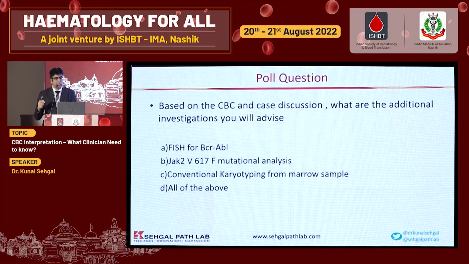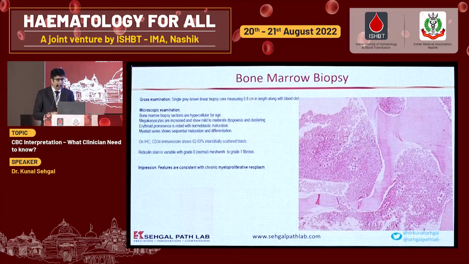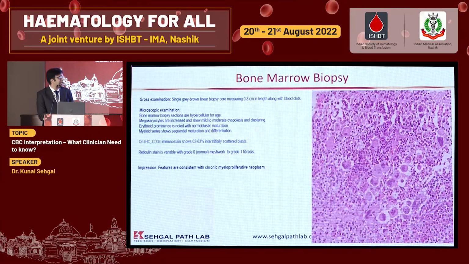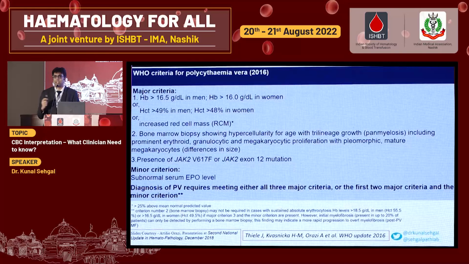The reason for that is you require first to prove it is negative for CML, though the picture doesn't look like that, but that's the WHO definition. A JAK2 and related disorders like CALR, MPL, JAK2 exon 12 will be required. You need to do a baseline bone marrow and a conventional karyotyping. We did the marrow. It fit in the features of panmyelosis, and I'm not going to detail that over here. There was clustering of megakaryocytes. There was no increase in reticulin fibrosis. Both very important documents at baseline because these patients might progress in the future. And the JAK2 was positive, the FISH was negative, the CALR was negative. The karyotyping was done again at a baseline. So this patient is a case of polycythemia with iron deficiency, which is sort of compensatory by the body.